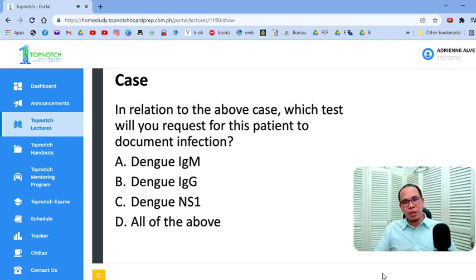So I think there's a PCR test for dengue, but we don't use that left and right in clinical practice. It's not that readily available, and mas mahal yun. Okay, so what we use would be your dengue blot and your NS1.